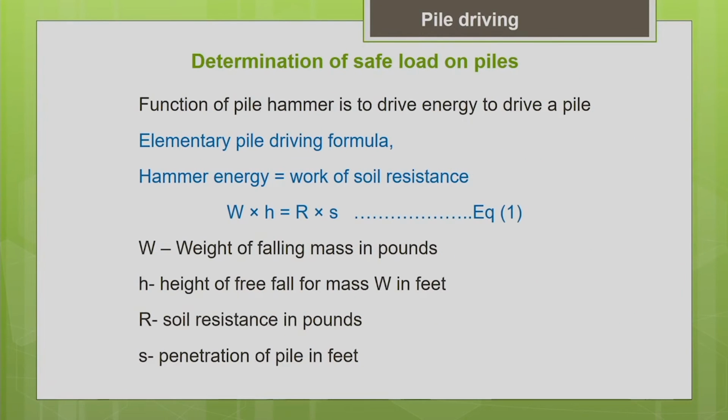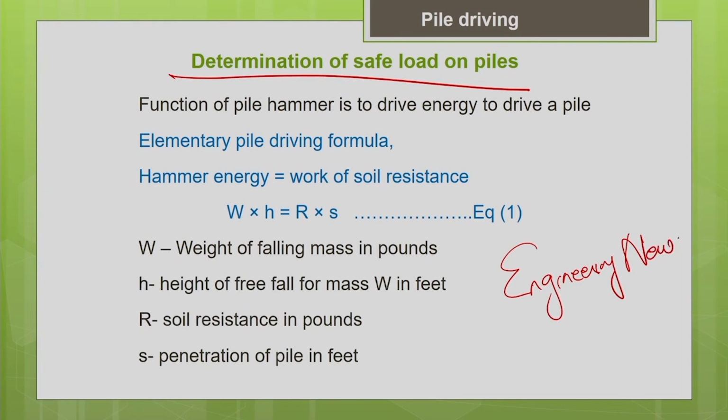So, now let us see how to determine the safe load on the piles. As the piles are likely to be subjected to more amount of stress during driving, we need to determine what is a safe load allowable on the pile. That is very important. There are very many popular relationships or formulae which have been derived already in this context. We are just going to discuss one such formula called the engineering news formula. It is very popular to determine what is the safe load on the piles.